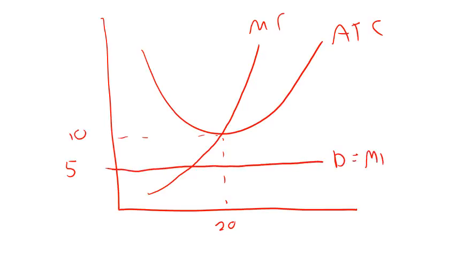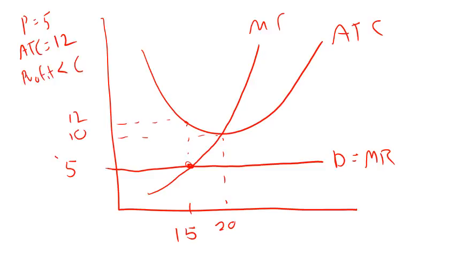Demand equals marginal revenue. Well, now the profit maximizing quantity is something like 15 units. But the problem now is the firm's price is going to be less than its average total cost. Price equals 5. Average total cost is going to equal something like 12. That means profit is going to be less than 0. If the price you're charging is less than your average total cost, you're going to be losing money.